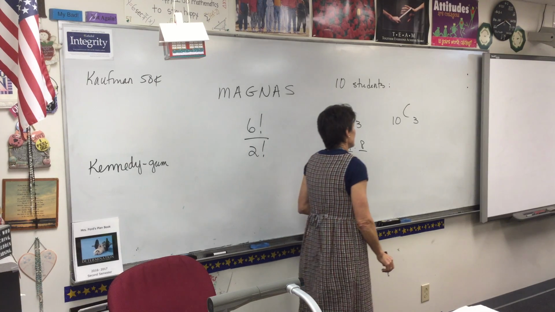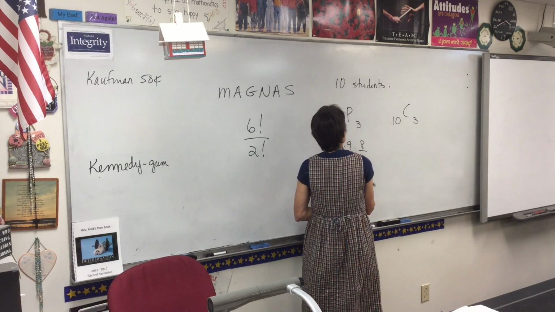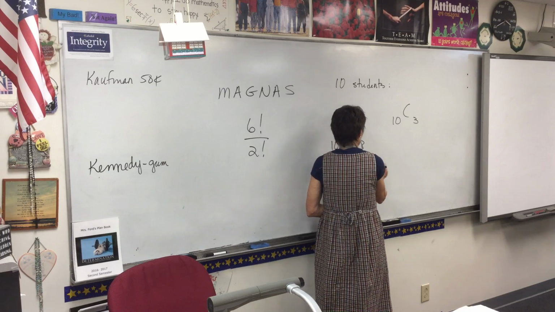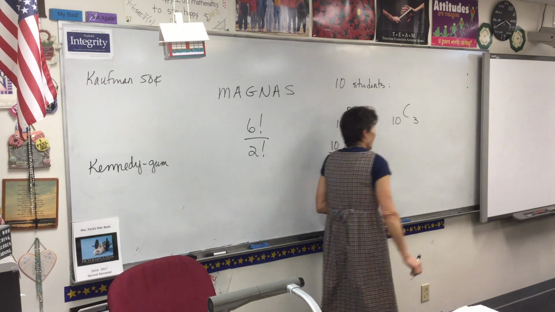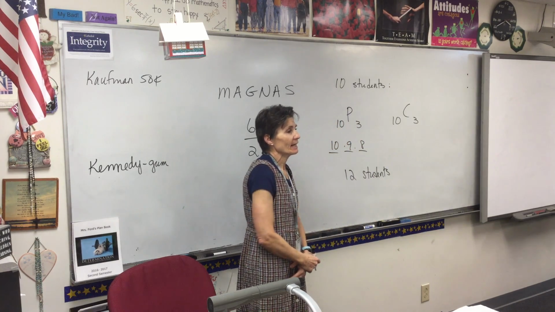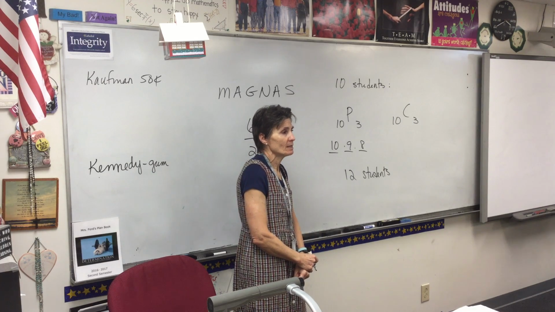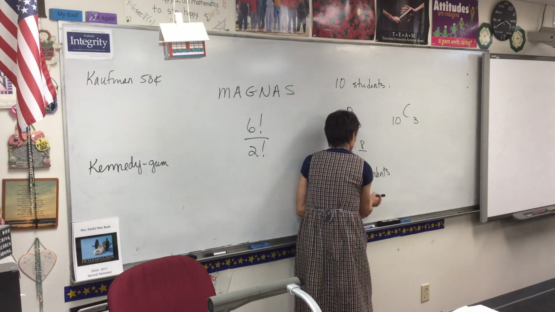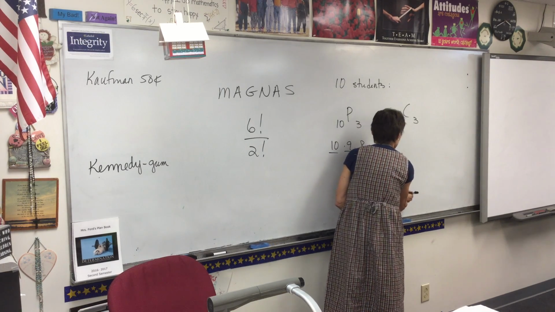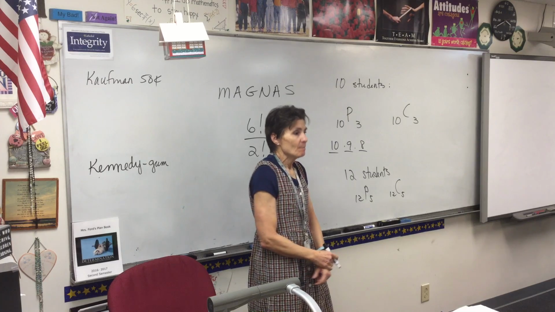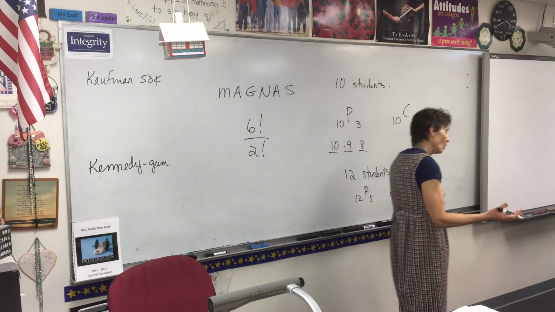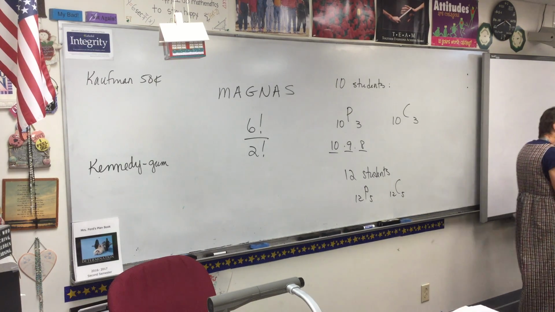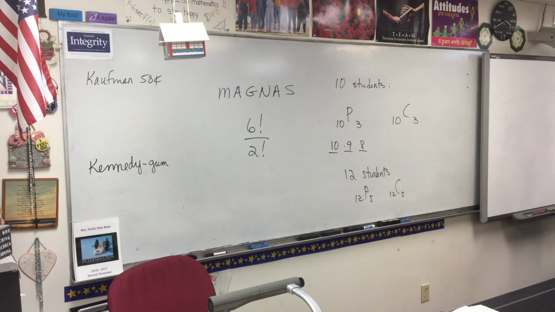One more. 12 kids in the group. How many ways can I pick 5 of them to go on a field trip? Would it be 12 P5 or 12 C5? 12 C5. C. Because if I'm picking 5 to go on the trip, it doesn't matter what order I pick them. They just are 5 to go on the trip.